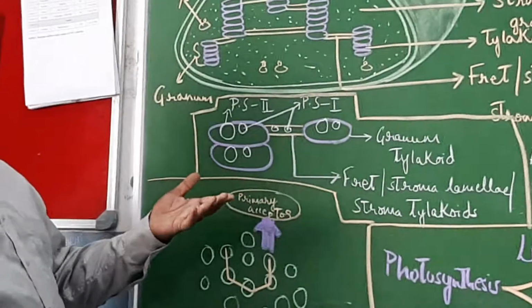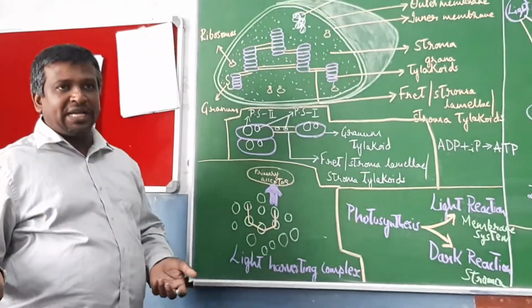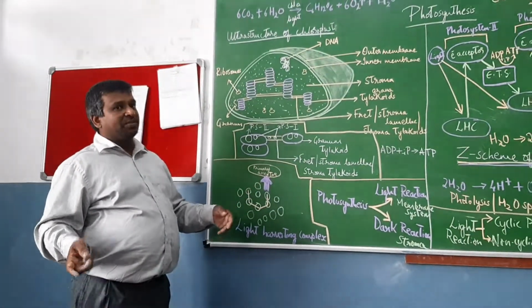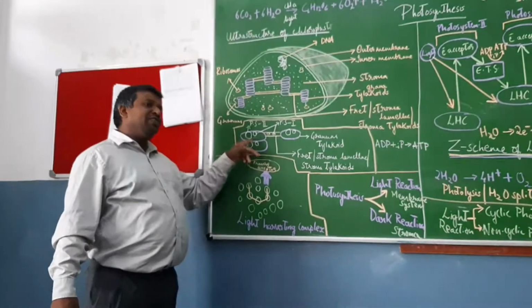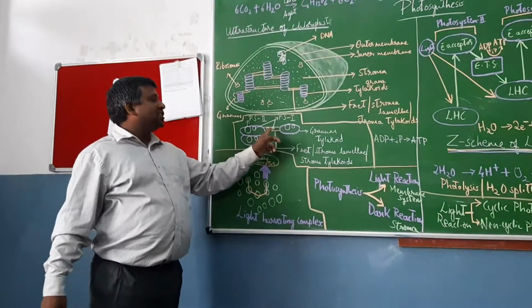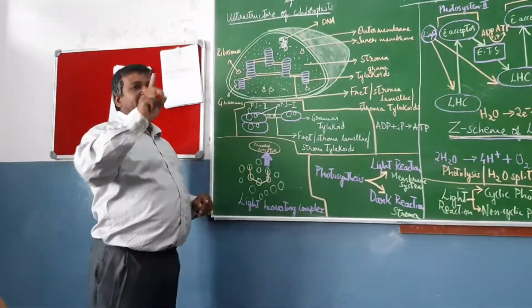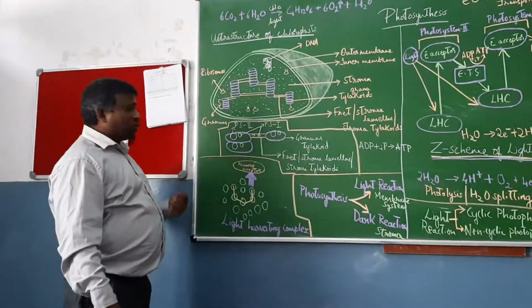Okay, or pigment system 1, pigment system 2. You can also call it pigment system 1, pigment system 2. So in the granum thylakoid, you notice both photosystem 1 and photosystem 2, whereas in the fret thylakoid, only one type is there, which we call photosystem 1.